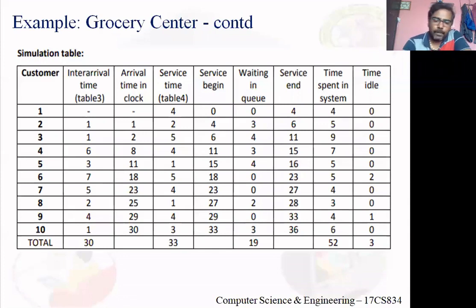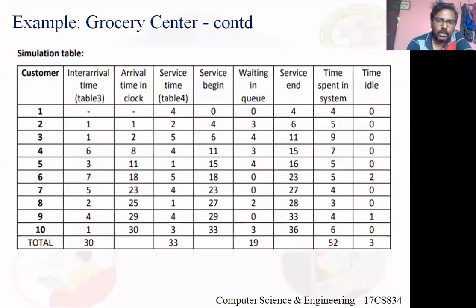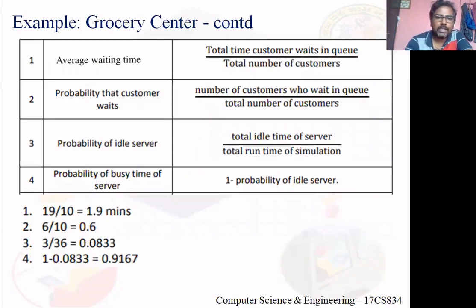Now we'll measure some statistics. Average waiting time: what is average waiting time? It is the total time all customers wait, divided by the total number of customers. Look at the column waiting in queue. The total waiting time is 19, and the number of customers is 10. So the average waiting time is 19 by 10.